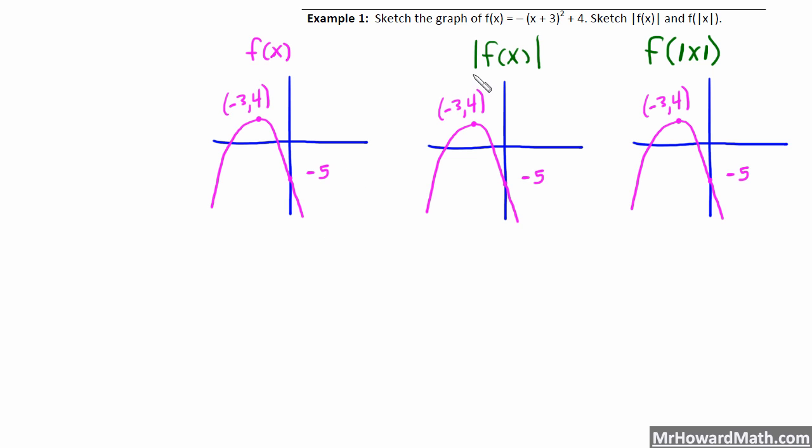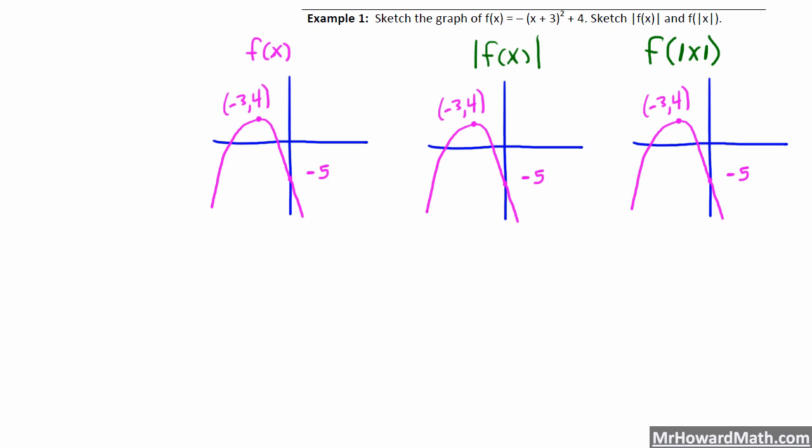Here we have example 1, and we have the function f of x equals negative quantity x plus 3 squared plus 4. So this is a parabola that is flipped over the x-axis, so it's opening downward, and it's been moved left 3 and up 4. So the vertex is at negative 3, 4. I've sketched this in here, and it would have a y-intercept at negative 5 if you work that out or put it in your calculator. This is our f of x that we're starting with, and now we're going to apply the absolute value of f of x reflection and the f of absolute value of x reflection to this original graph and talk about what's going to happen to it.